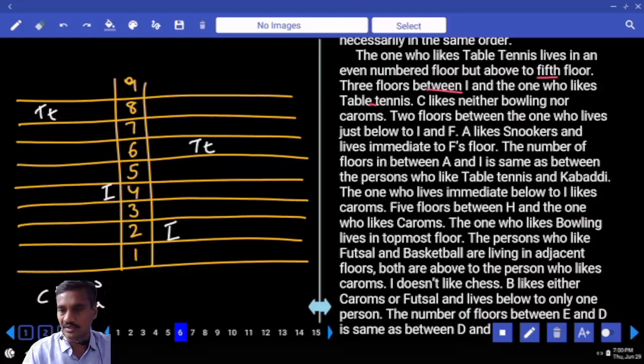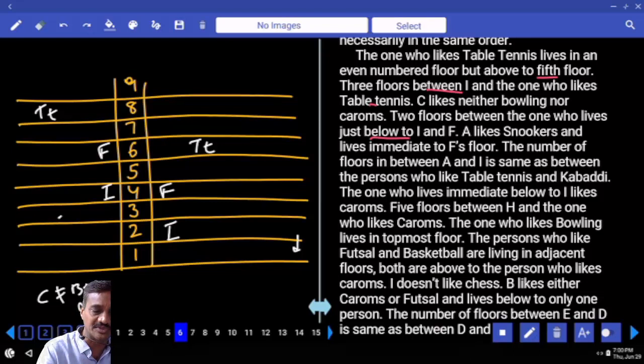The next one, 2 floors between the one who lives just below I and F. Immediately below I is this person. There are 2 persons in between. F must be here. Between this person and F, there must be exactly 2. Are you getting this one or not? F can be either on the 6th or on the 4th floor.